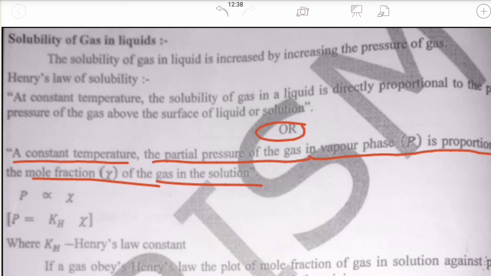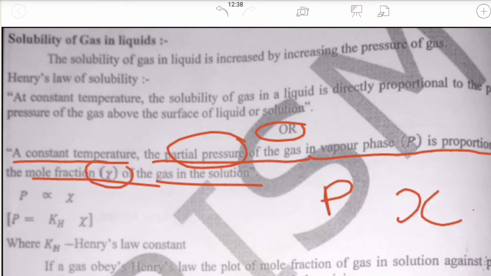What is mole fraction? Number of moles. That is the number of particles, which can be atoms, molecules or ions. The partial pressure is directly proportional to the mole fraction. We denote the partial pressure by P and the mole fraction by X. Here the partial pressure is directly proportional to the mole fraction, this is the directly proportional symbol. P is directly proportional to X.